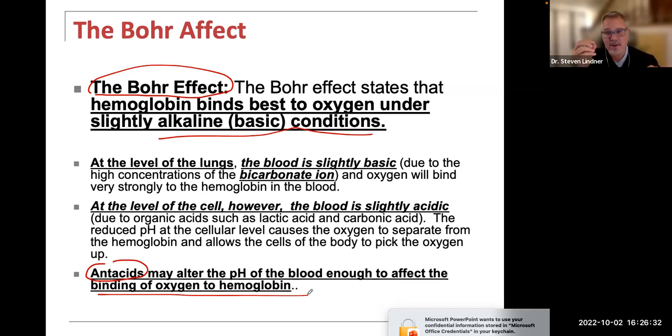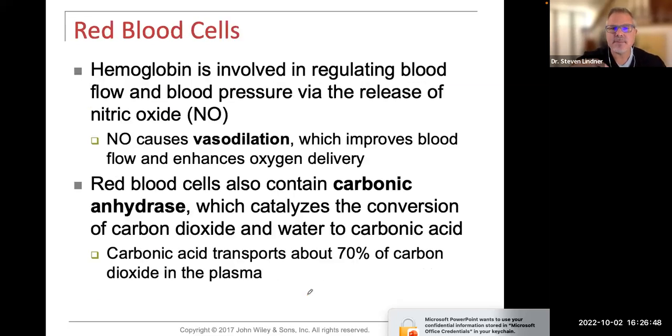Okay, and B12 binds to intrinsic factor in the stomach only in an acidic environment. Calcium can only be absorbed in an acidic environment, as does iron. So we see the domino effect here. So that's a little bit on the Bohr effect.